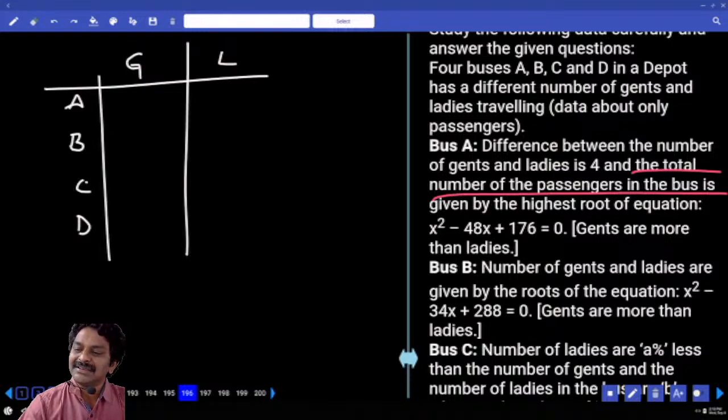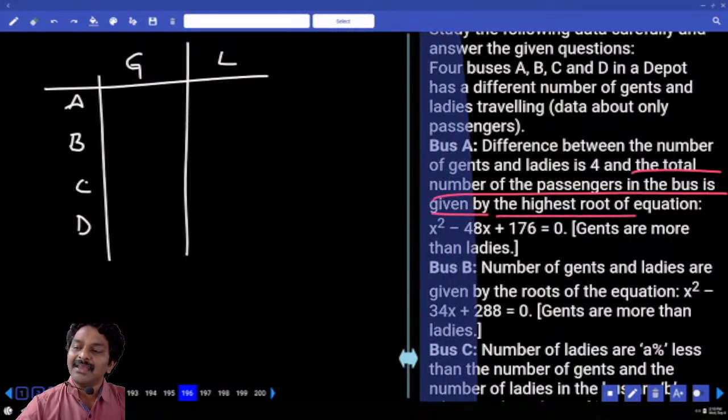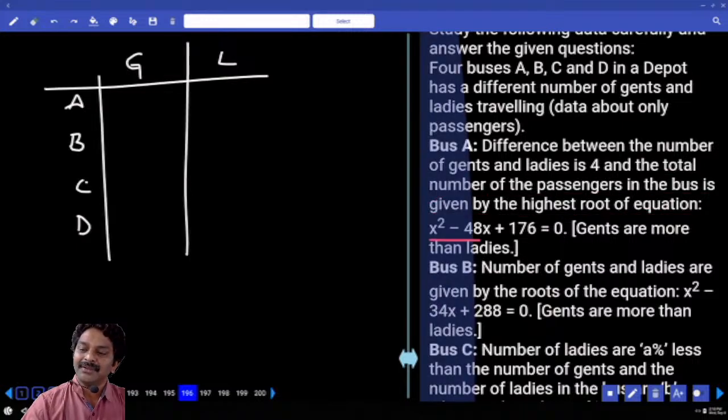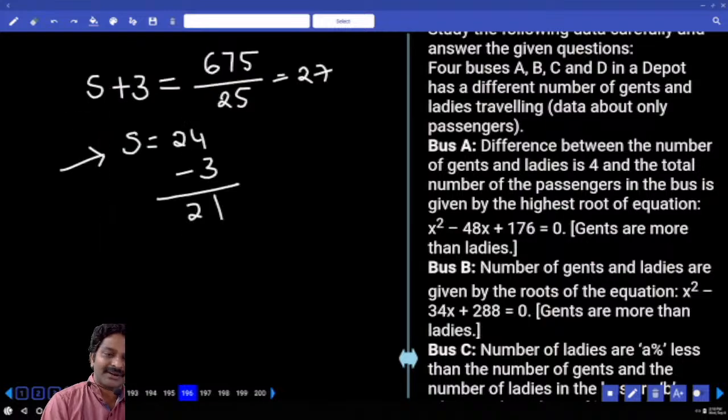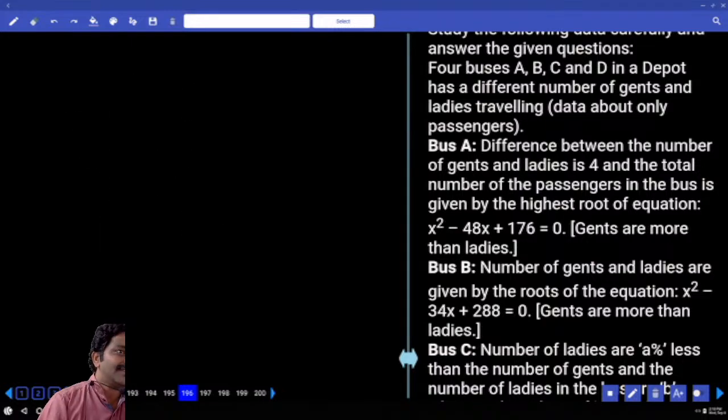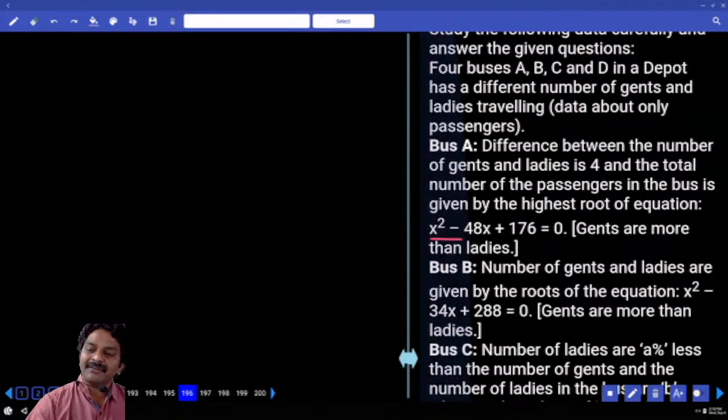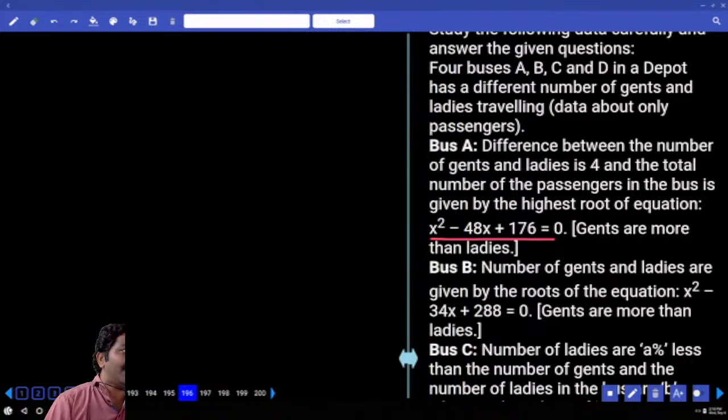In the bus is given by the highest root of the equation. Right. So in the bracket they mention gents are more than ladies. So now we have clarity. Gents are more. So first of all, for this quadratic equation we have to identify root values, right? And whatever is the highest root, that is the total number of passengers. That's what we need to calculate.